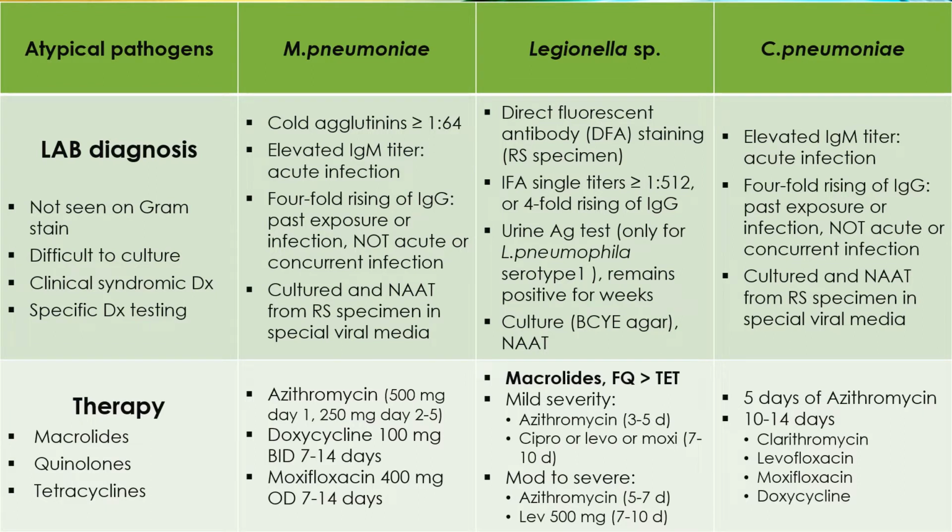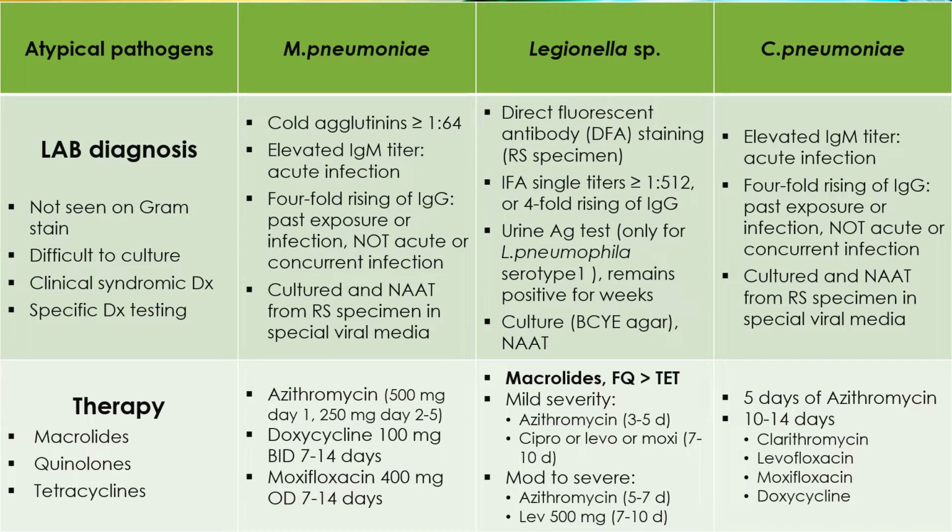So the diagnosis and treatment are summarized in this table. These three organisms cannot be seen on Gram stain, so when you send a Gram stain in a typical case of pneumonia, you cannot diagnose these three organisms. And they are difficult to culture; they require specific media. So we suspect these organisms by the clinical syndrome, the extrapulmonary features, and the zoonotic history that I mentioned.